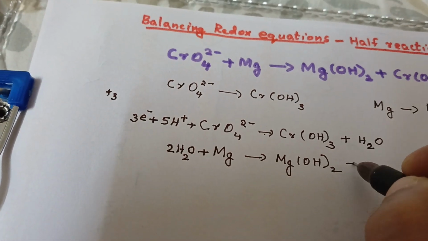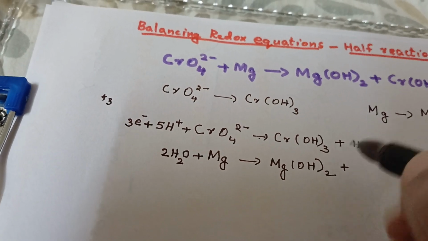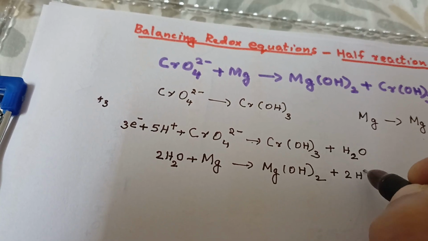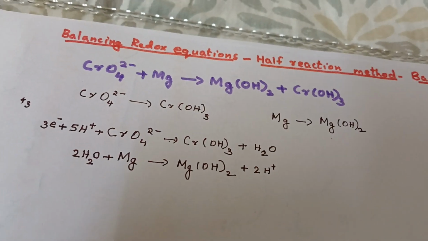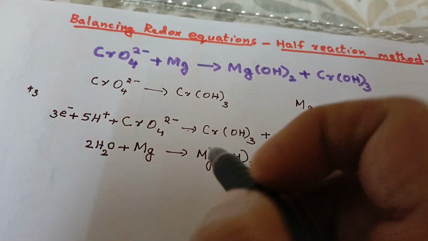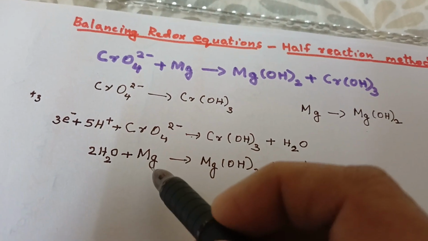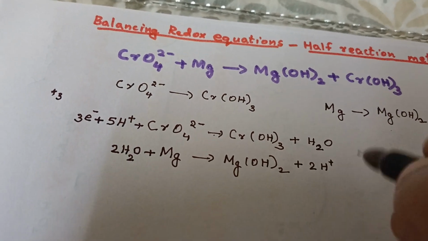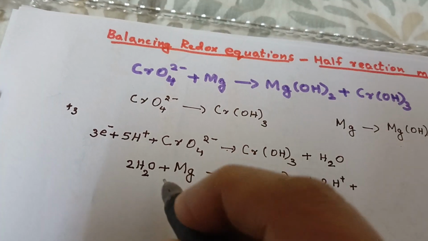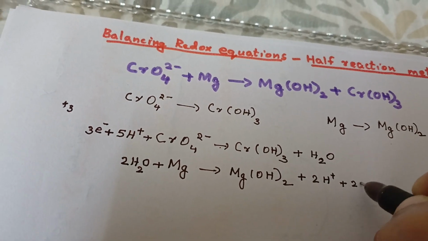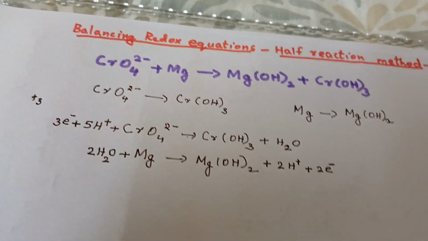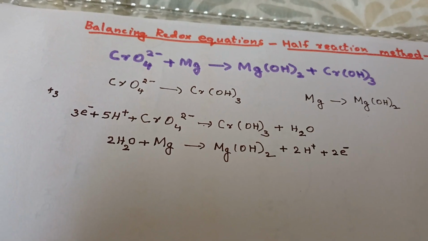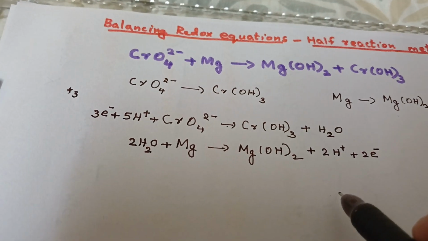And here we have only 2 hydrogen atoms. So to balance the hydrogens, we need 2 more hydrogens here. So we will add 2 H plus ions. Now look at the charges. Here no charge on the left hand side, but on the right hand side we have 2 plus 2. To make it equal to the left hand side, we will add 2 more electrons. Electrons are always added to the more positive side, or the side having more charge. So now it's all balanced.